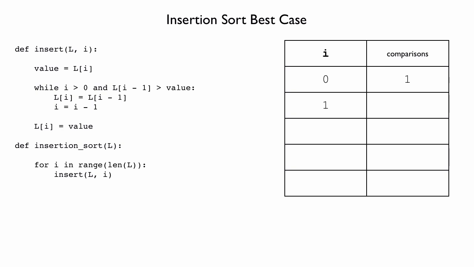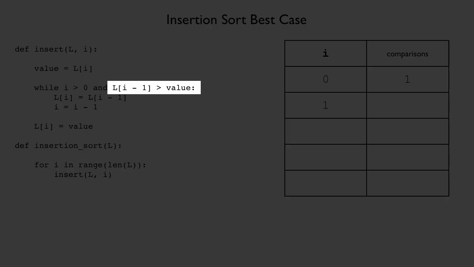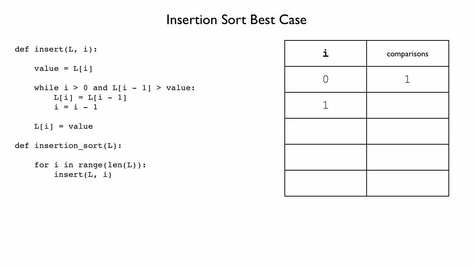When I is 1, again, in the best case, the first comparison will run, the second comparison will run and will fail. Nothing else will happen, but we'll have 2 comparisons here, because the while loop will never run. If I is 2, the same thing will happen. The while loop conditions will get checked, but the while loop will never run, because in the best case, L at I minus 1 will never be greater than value. We also have 2 comparisons here, and regardless of what I is, the number of comparisons is always going to be 2.